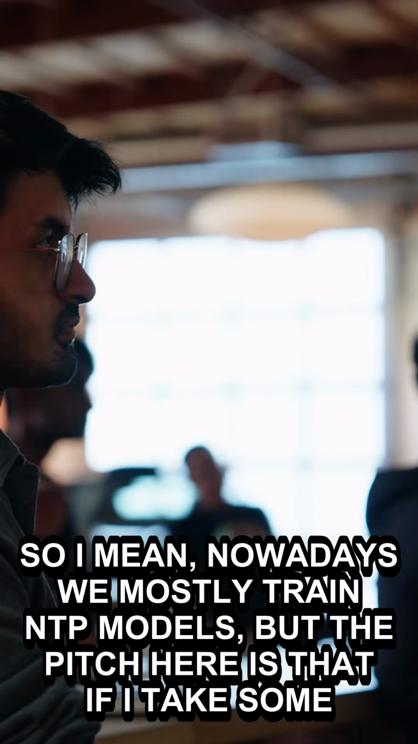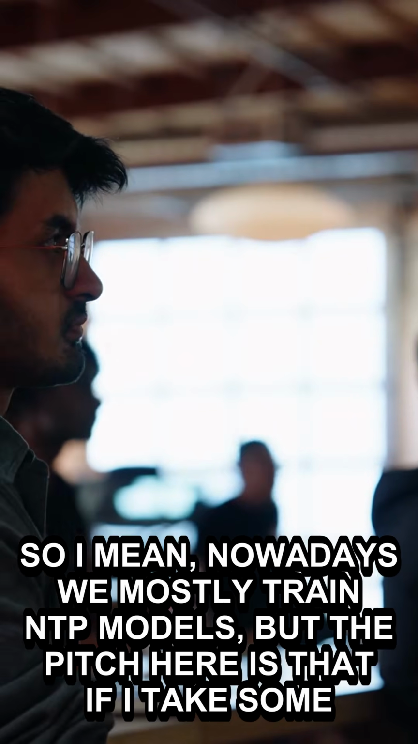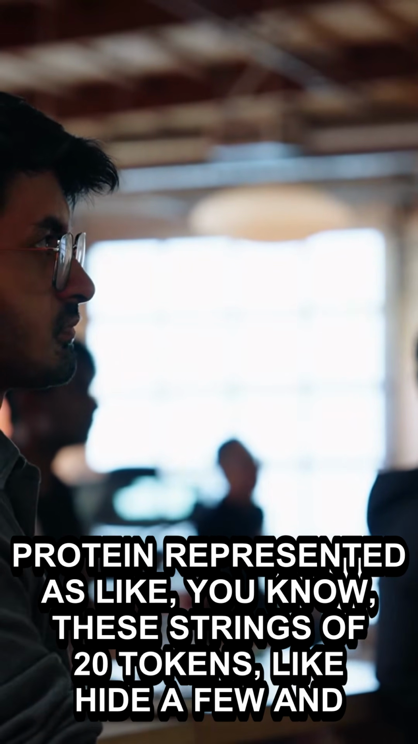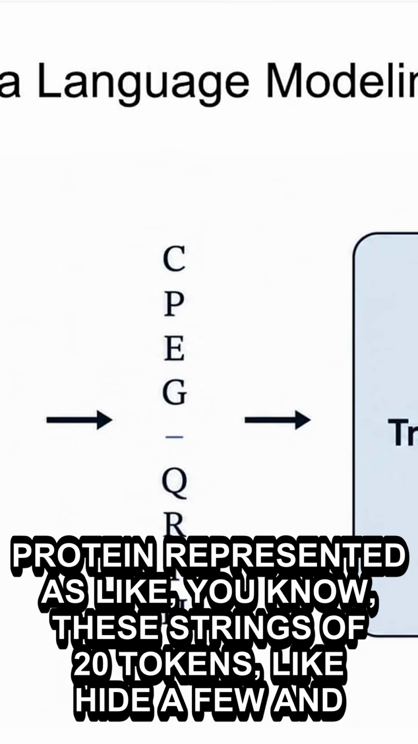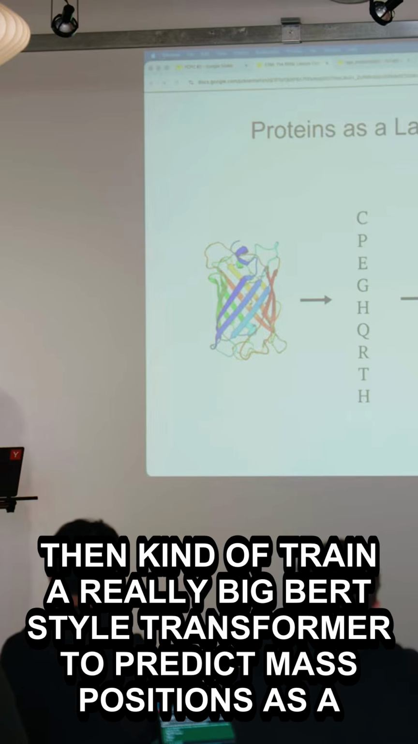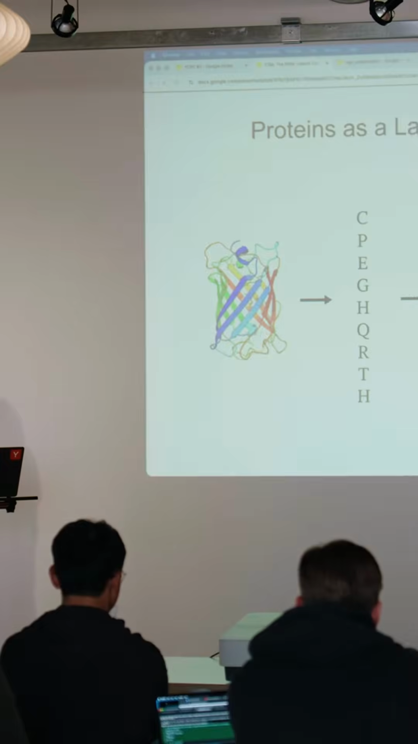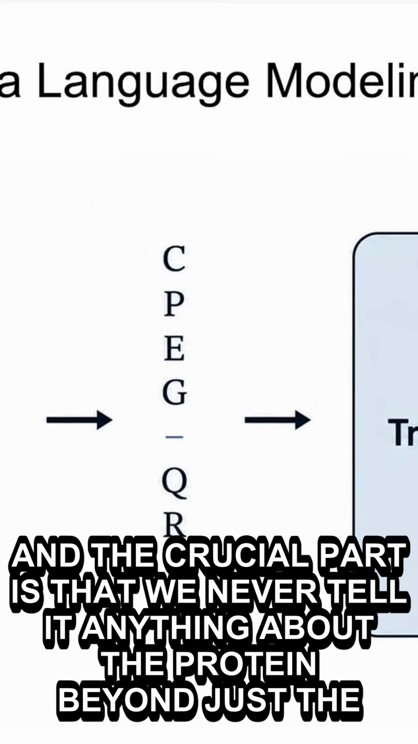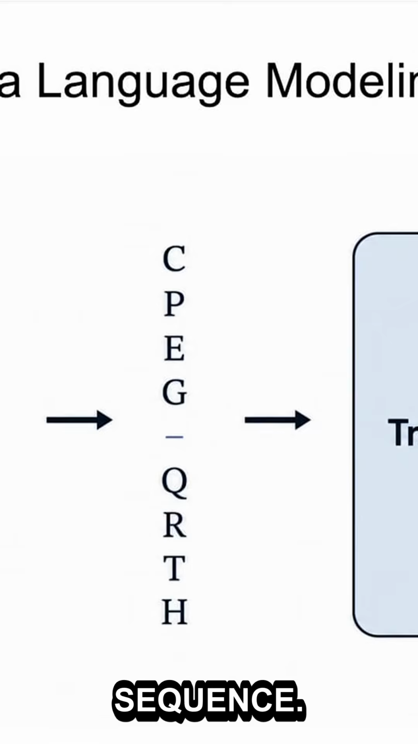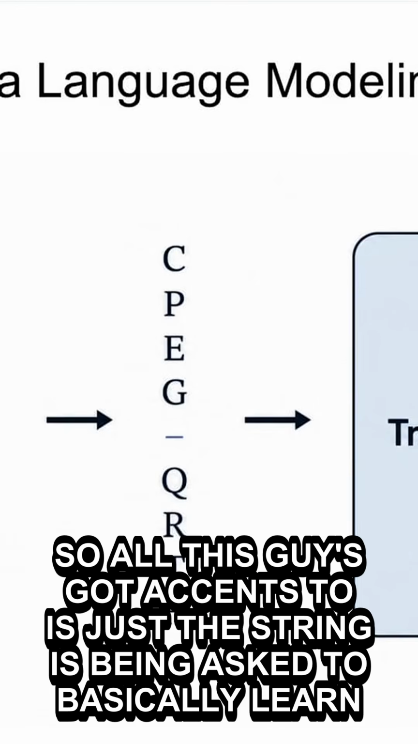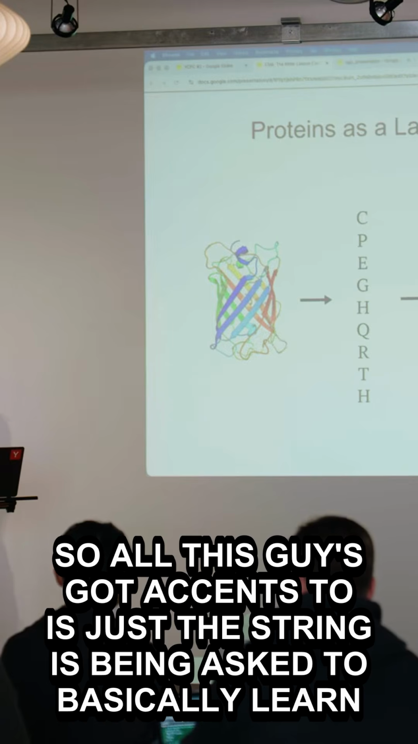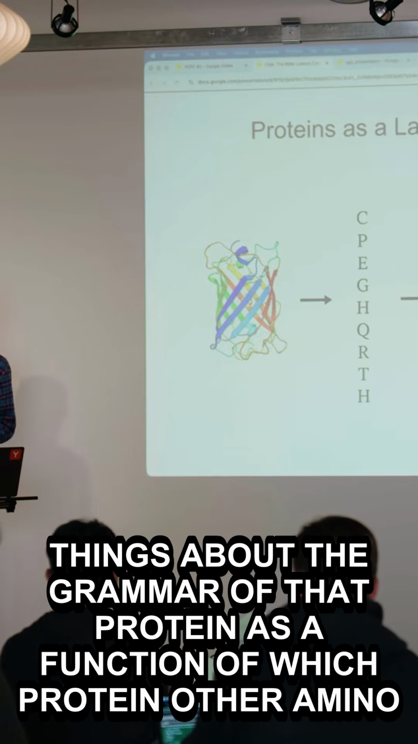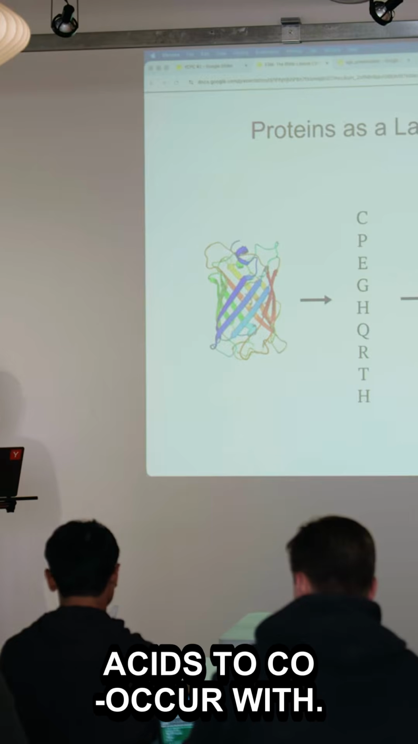Nowadays we mostly train next-token prediction models, but the pitch here is: if I take some protein represented as a string of 20 tokens, hide a few, can I train a really big BERT-style transformer to predict the masked positions as a function of the other ones nearby? And the crucial part is that we never tell it anything about the protein beyond just the sequence, right? So all it has access to is this string, and it's being asked to learn things about the grammar of that protein as a function of which other amino acids seem to co-occur with each other.